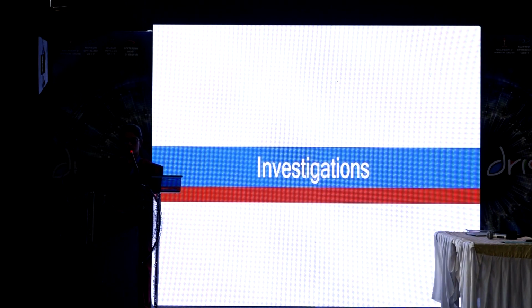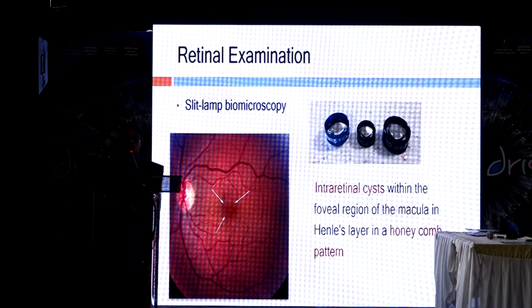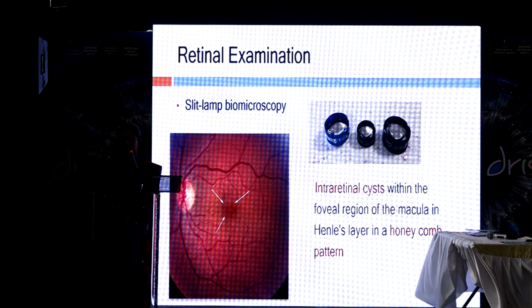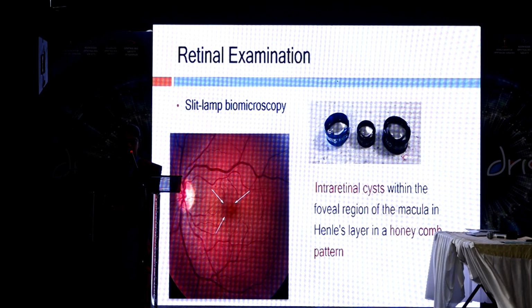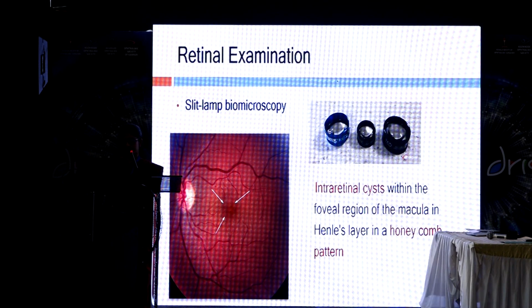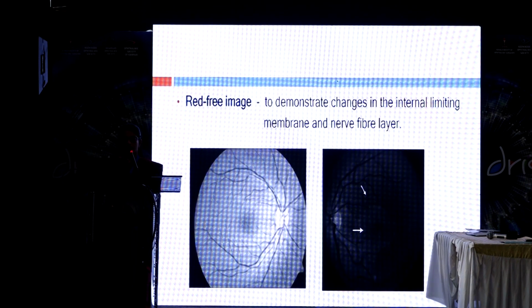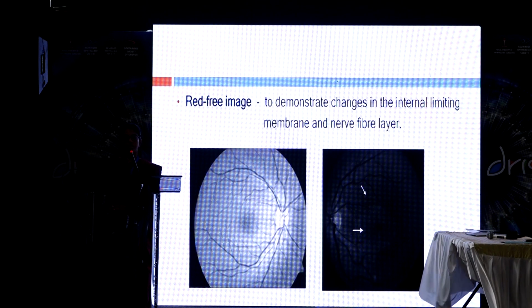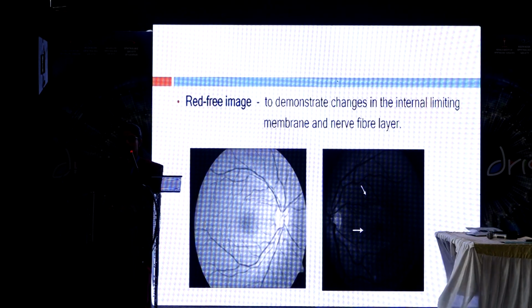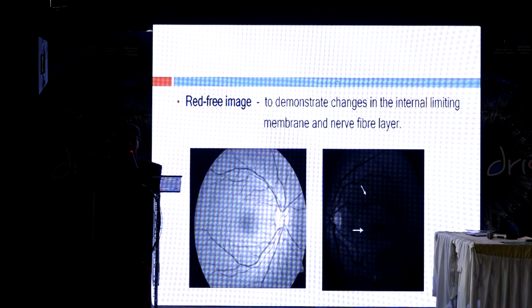Now coming to the investigations, most important is the retinal examination by slit lamp biomicroscopy. You can use the 78, 90D or a 60 diopter lens. We can see intraretinal cysts within the foveal region of the macula. Now red-free imaging is also important, mainly to demonstrate the changes in the internal limiting membrane and the nerve fiber layer. We can see the typical honeycomb pattern and also changes like epiretinal membrane or vitreomacular traction.